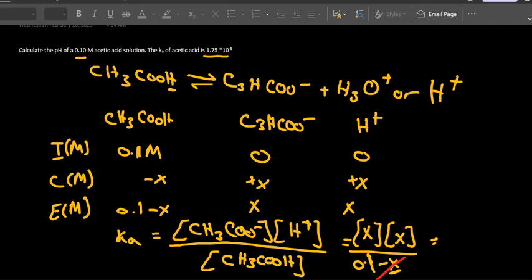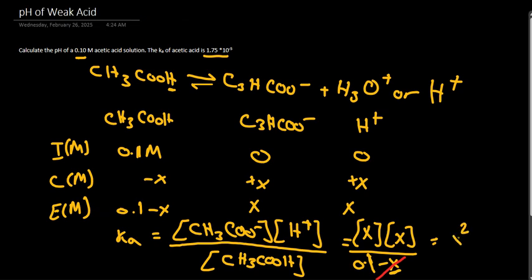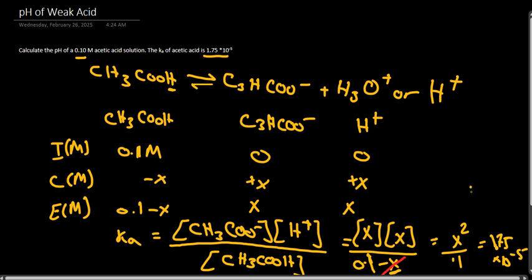So x times x is just x squared. Remember, when you multiply the same bases, you add the exponents, and each one has an exponent of 1, so 1 plus 1 equals 2. You have x squared divided by 0.1 equals the Ka, which is 1.75 times 10 to the minus 5.